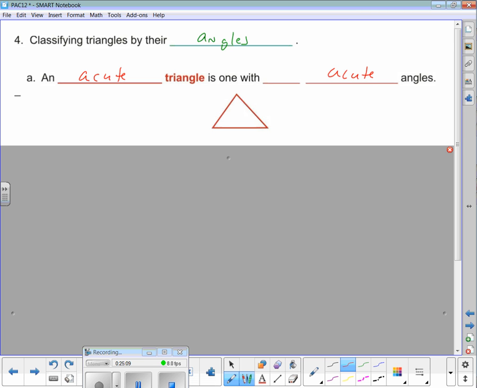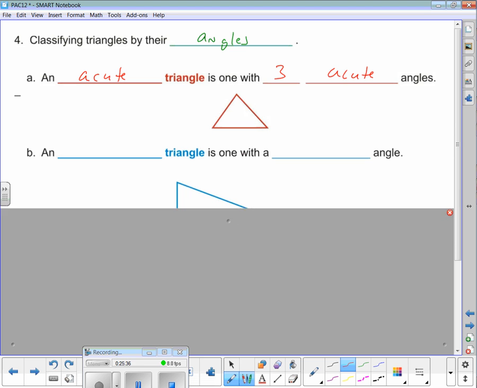There are only three angles, John. It's got to be three. Look, if you say only two are acute, that means the other one has to be either a right angle, and is that now an acute triangle? No, that's a right triangle. Or the other one has to be obtuse, and is that now an acute triangle? No, that's an obtuse triangle. So all three. And that's the example there.